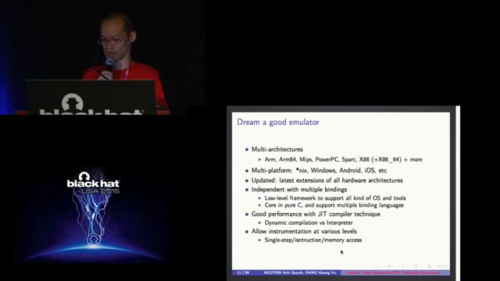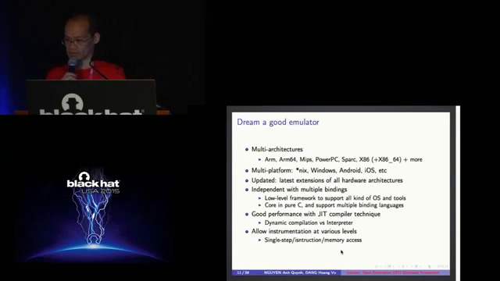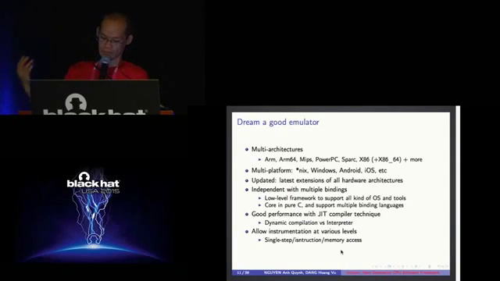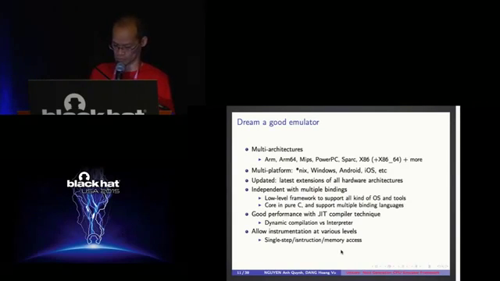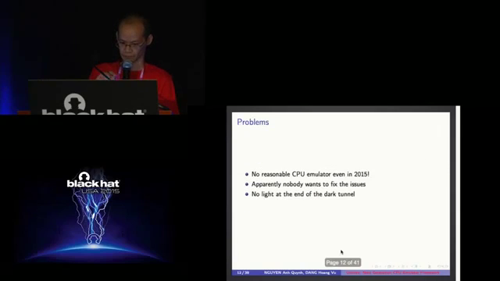So it's best to have a good emulator written in pure C. And on top of that, it supports multiple binding languages like Python, Ruby, and so on. The good one should have good performance using JIT. And finally, a good emulator should allow you to instrument at every level. Like you can do single step, you can instrument at an instruction, and you can intercept memory access, and so on. So all types of instrumentation you should be able to do.